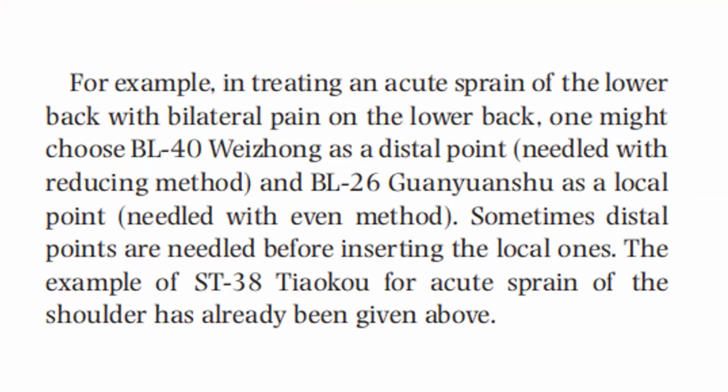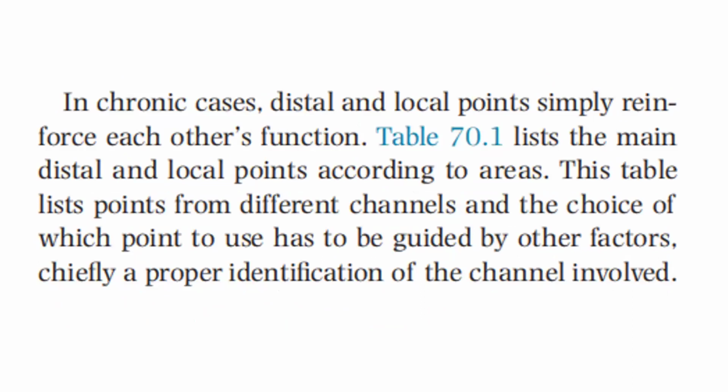For example, in treating an acute sprain of the lower back with bilateral pain on the lower back, one might choose bladder 40 as a distal point, needled with reducing method, and bladder 26 as a local point, needled with even method. Sometimes distal points are needled before inserting the local ones. The example of stomach 38 for acute sprain of the shoulder has already been discussed. In chronic cases, distal and local points simply reinforce each other's function.